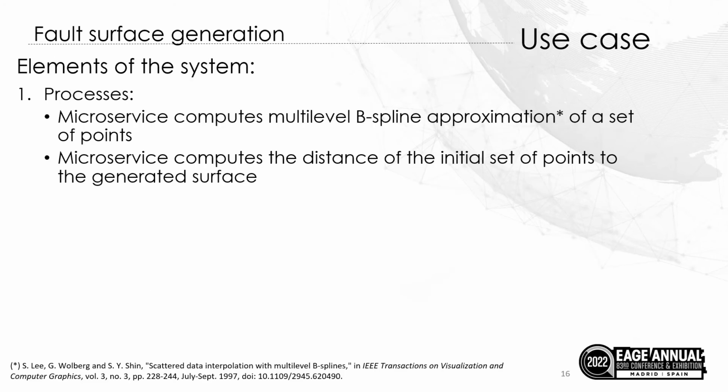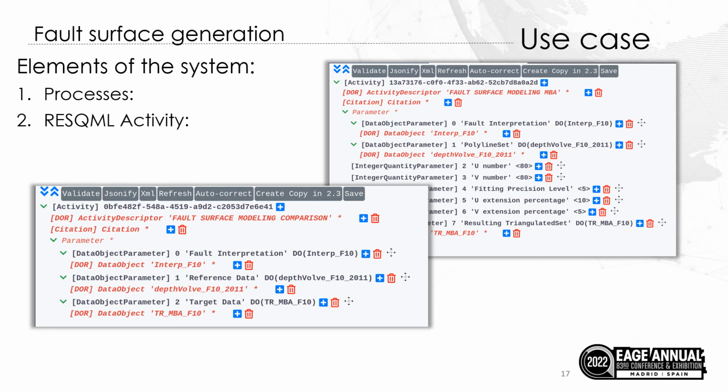Let me now illustrate the elements of a very simple business use case, a fault surface generation workflow. There are two applications as containerized microservices, an MBA computation and a quality measure. These applications are accompanied by two activity templates and as many activity instances as wanted. Two are illustrated here with the actual parameters.